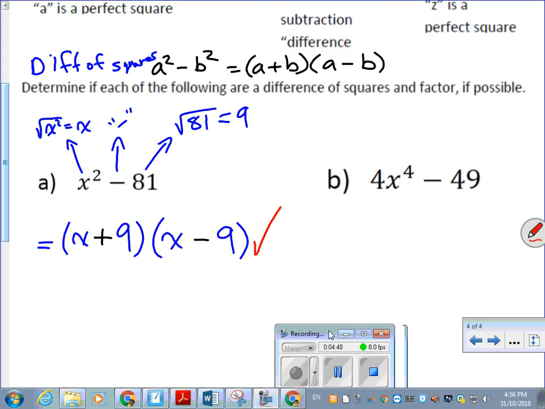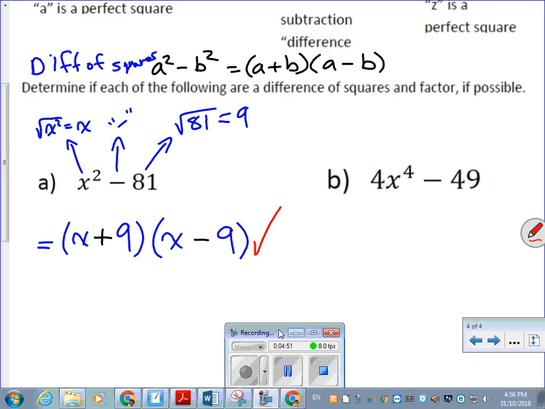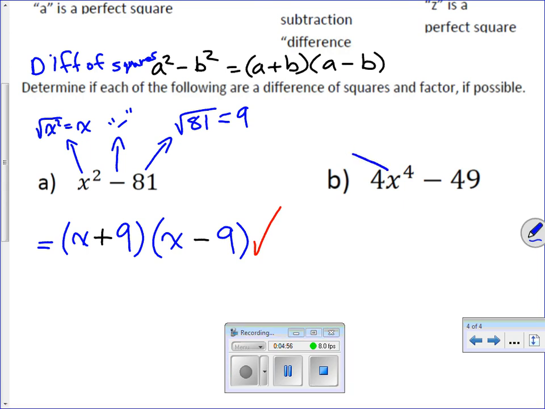Now, we can do the same thing for our next problem here. We take a look at the square root of 4x to the 4. The square root of 4 is 2. The square root of x to the 4 is just take the 4 in our exponent and divide it by 2. So we end up with x squared, which is fine. And then we look at 49. The square root of 49 is 7.